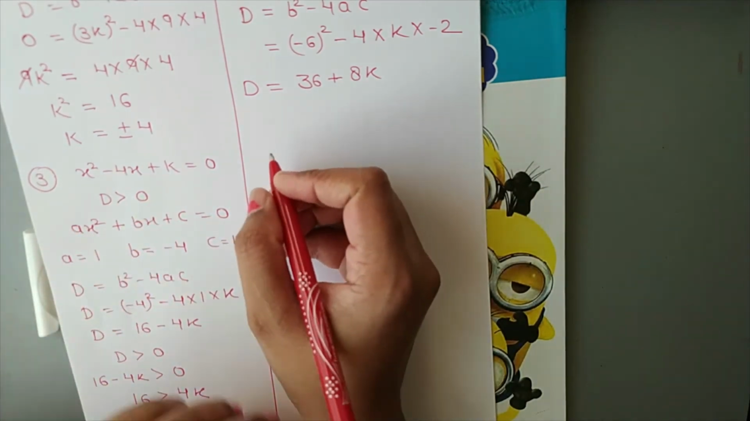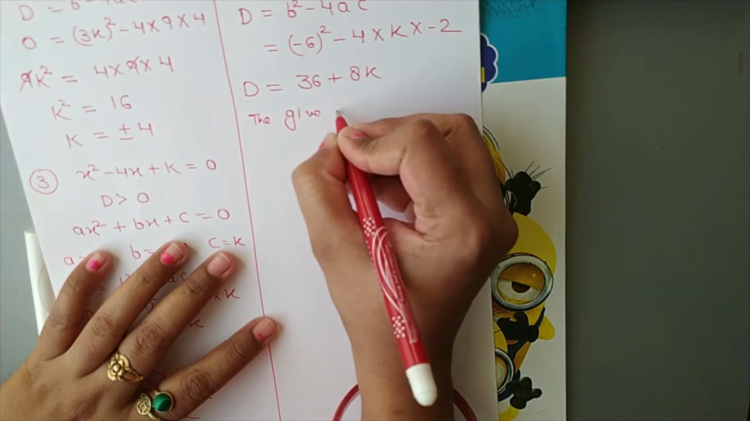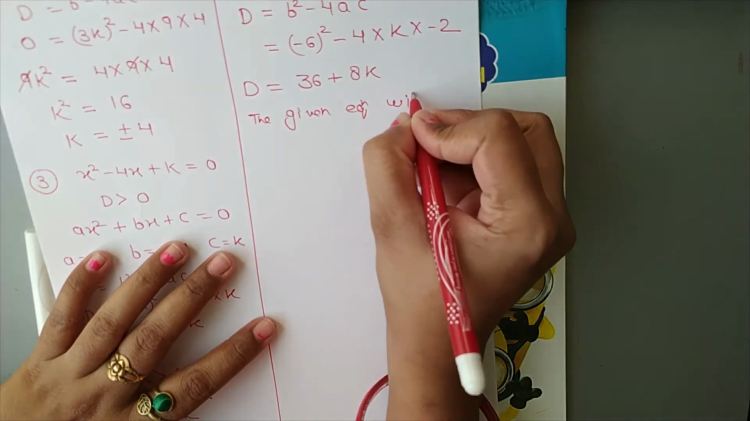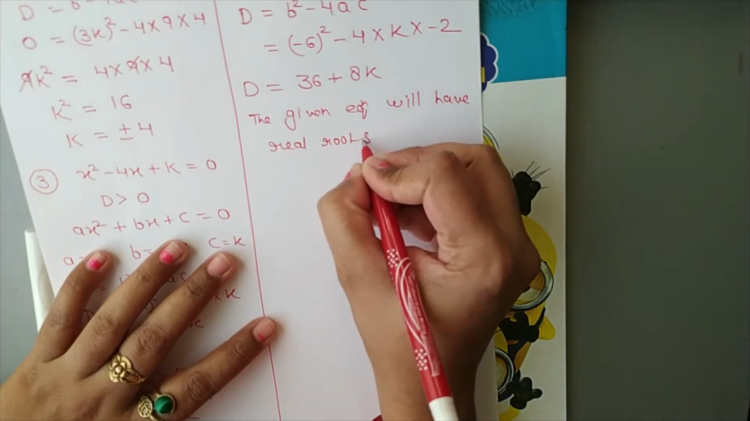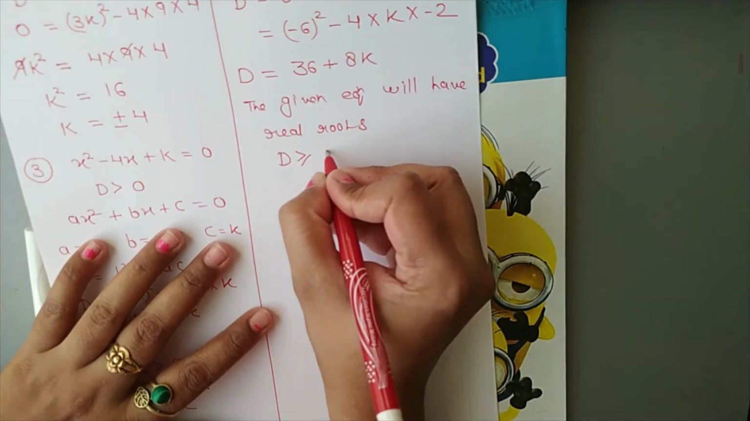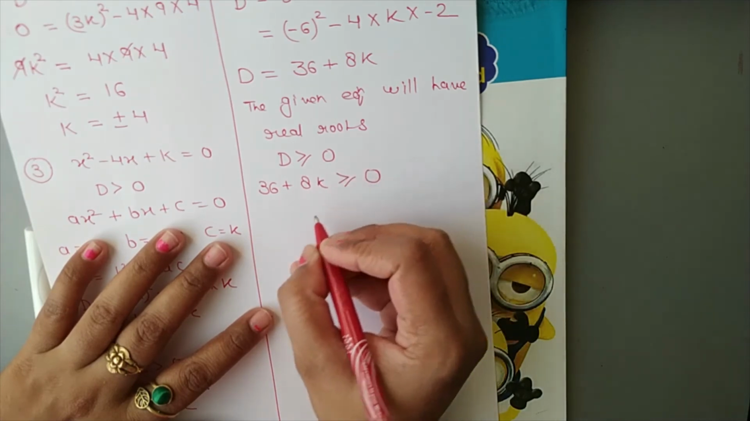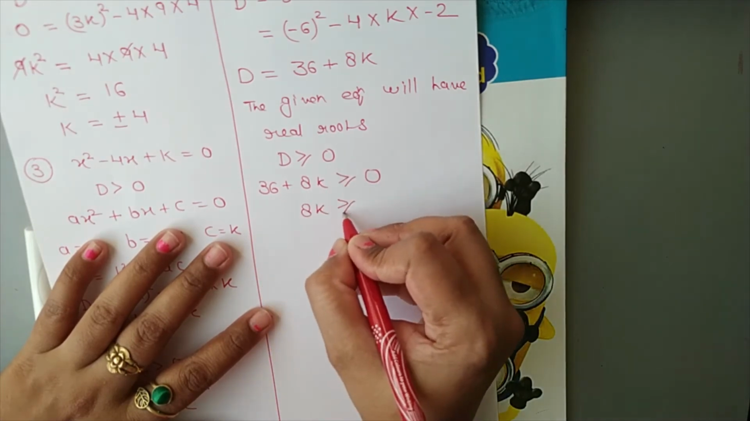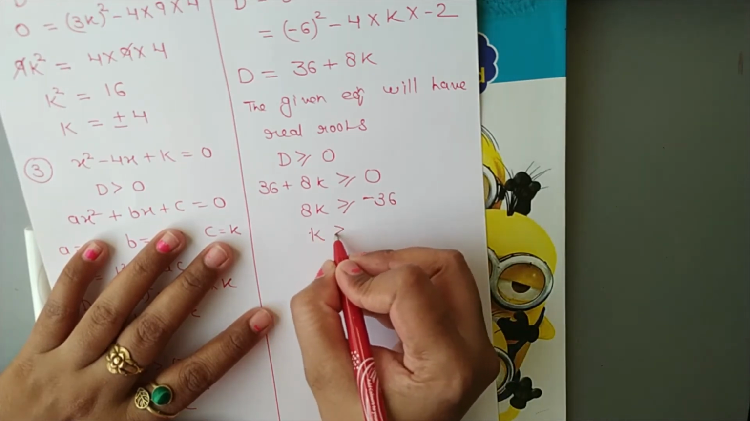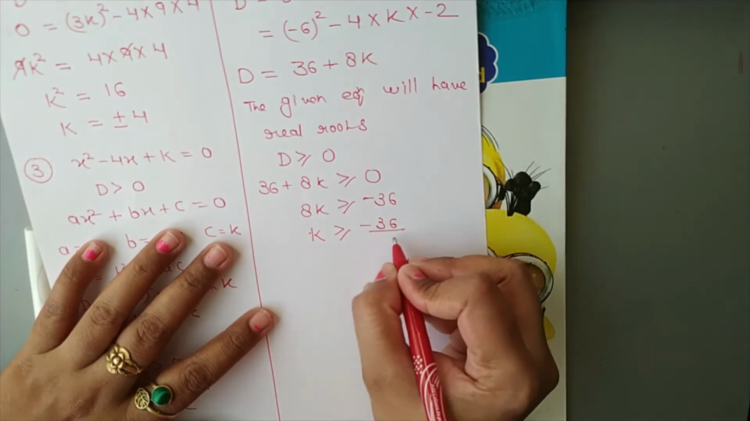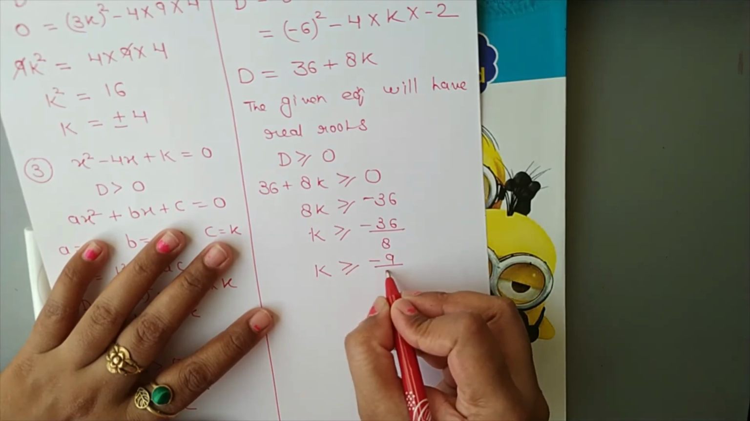Now the given equation will have real roots. So D is greater than or equal to 0. So 36 plus 8k is greater than or equal to 0. So 8k is greater than or equal to minus 36. So k is greater than or equal to minus 36 upon 8, that is k is greater than or equal to minus 9 upon 2.